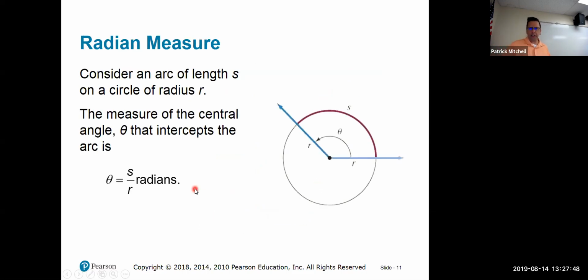This, I think, is just exactly what I said a couple slides ago. I think this says exactly the same thing. So again, the definition of radian measure is you have this central angle. To find the radian measure of the angle, you divide the length of this arc by the radius of the circle.